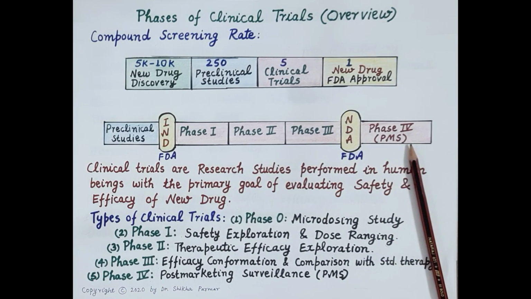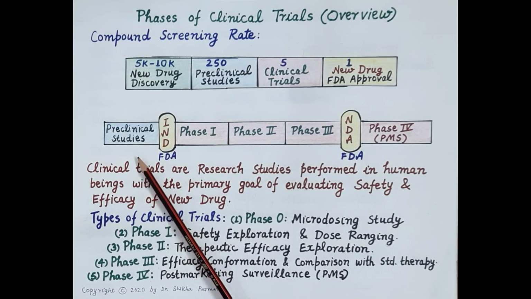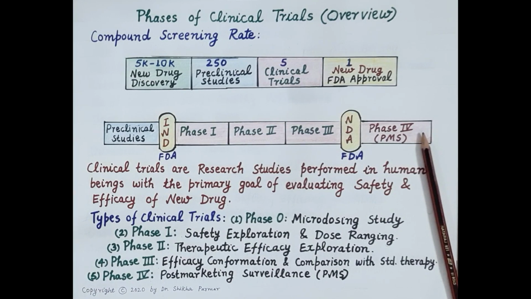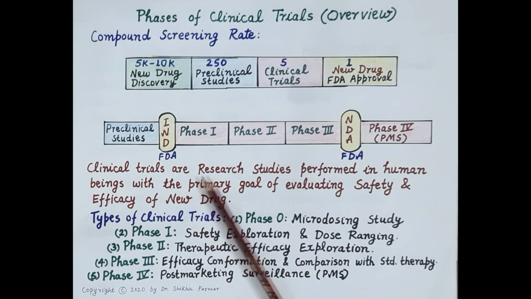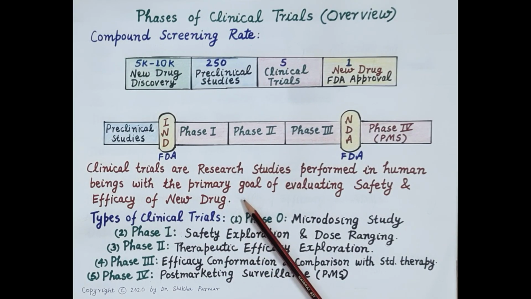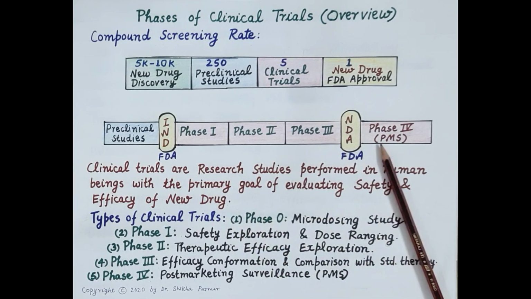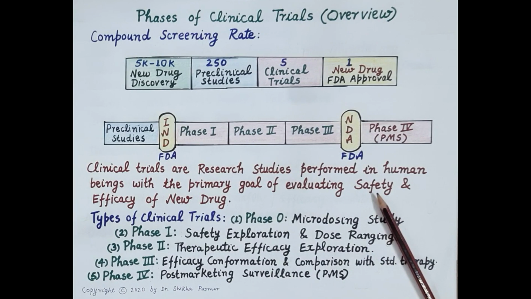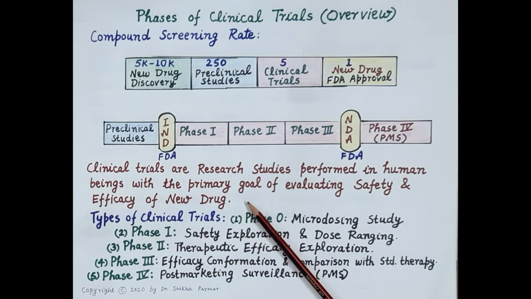Phase 4 trials are carried out after the drug is released in the market. The trial is also called post-marketing surveillance. Now, very important to note here that preclinical studies are always performed in animals, while the clinical studies are performed in human beings. So, clinical trials are research studies that are performed in human beings with the primary goal of evaluating safety and efficacy of new drug. So, very important to remember that the main aim of all these clinical trials is to evaluate the safety and the efficacy of a new drug.